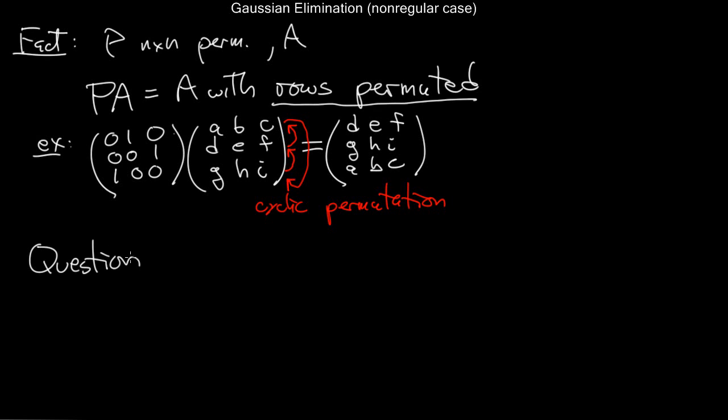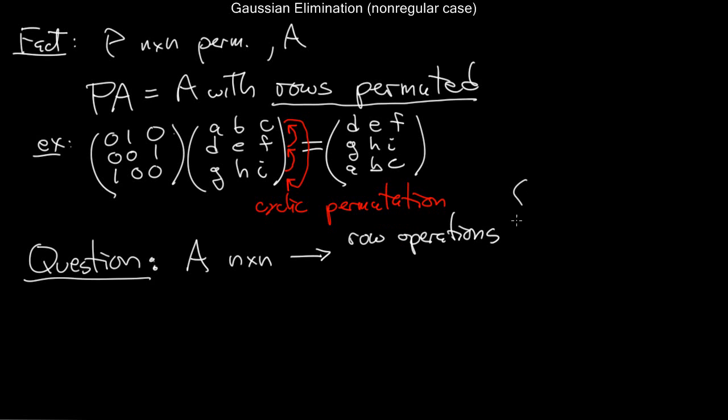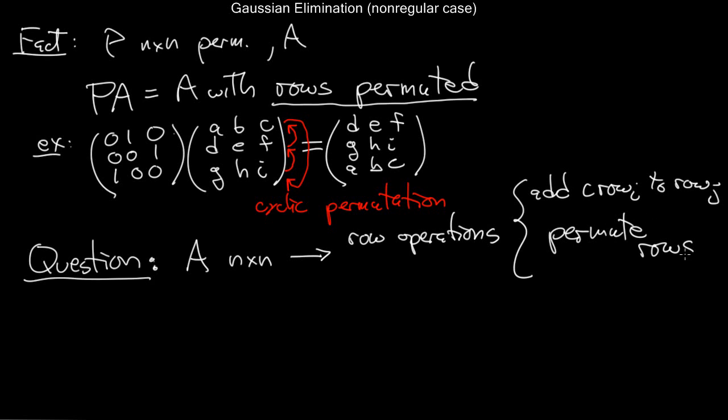All right, here is a question. Suppose you have an n by n matrix, and I allow you to do two kinds of row operations to it. The kind we've been doing all along, which is adding a multiple of one row to another one below, as usual. But now I also allow you to permute the rows.